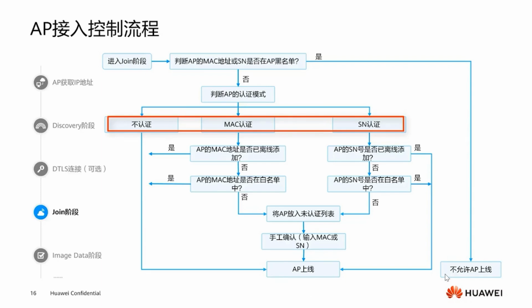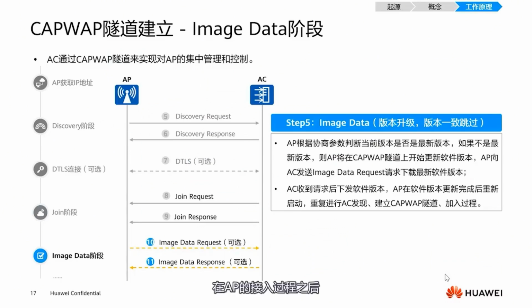Just be aware that with MAC address authentication, we need to manually confirm or manually add it. Once confirmed, the AP can go online immediately. This is the AP access process. After the AP access process, we enter the image data phase. Because in the join phase, the AC's join response includes the user-configured upgrade version number.